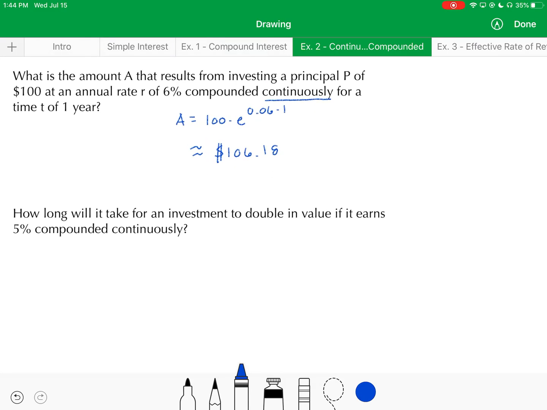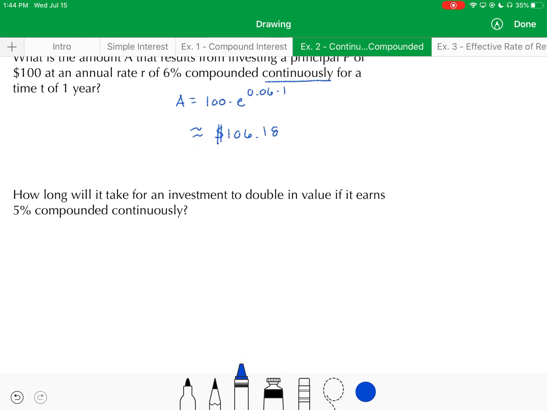How long will it take for an investment to double in value if it earns 5% compounded continuously? All right. So the question here is, how long will it take? That means t is unknown here. Okay, so I'll need to be solving for t in my problem. The only value I'm given directly is 5% for r.